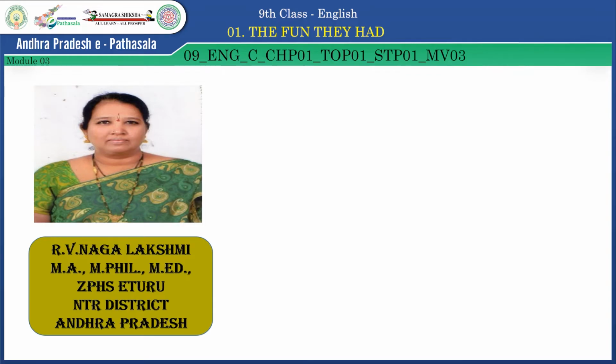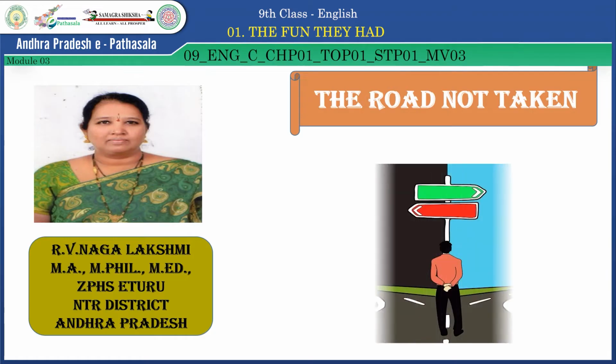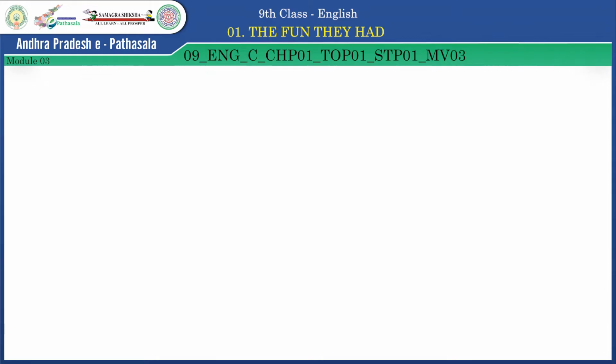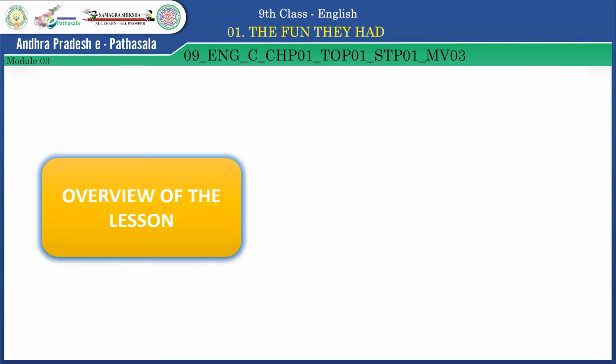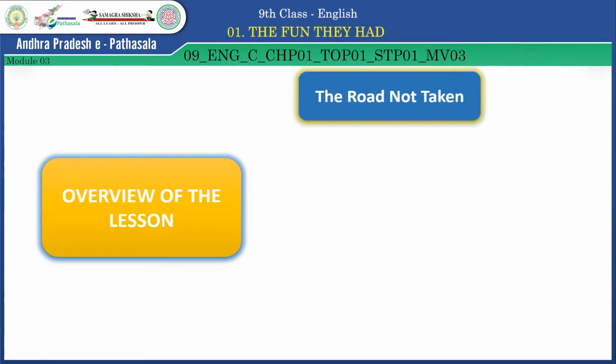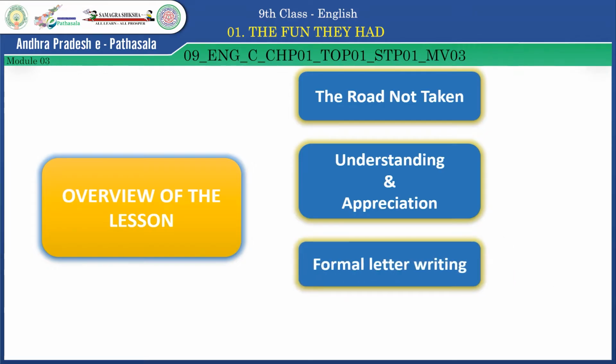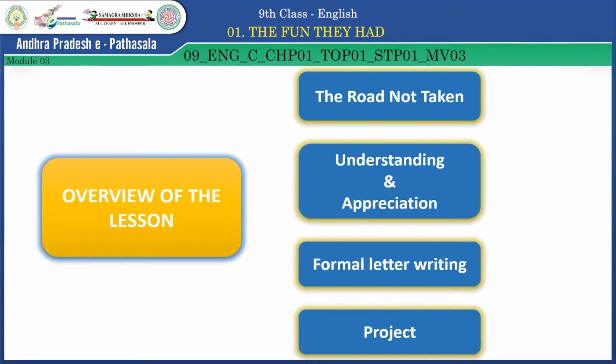Today we'll deal with the poem The Road Not Taken by Robert Frost. Before starting the poem, let us have an overview of the module we are going to deal today. In the overview of our lesson, first we will recite the poem The Road Not Taken. Then we will try to understand and appreciate the poem. Later we will know a few details about formal letter writing, and finally we will do the project. Now let us have a look at the learning objectives of this module.